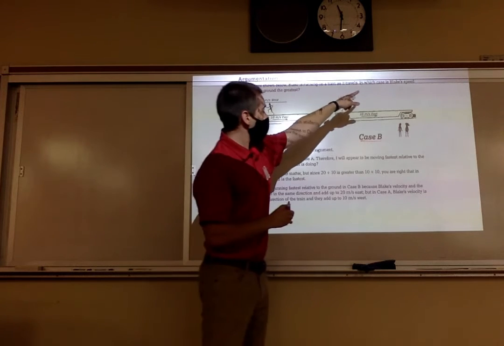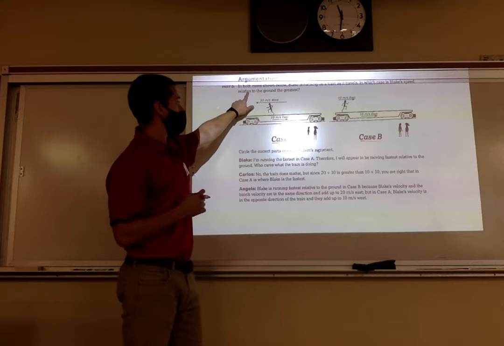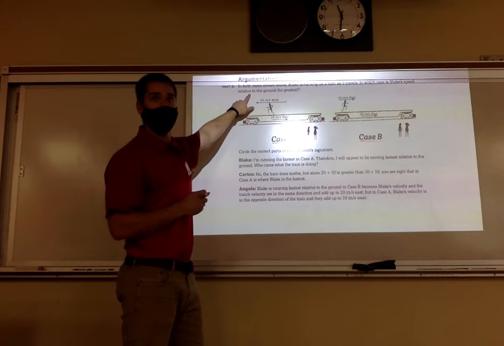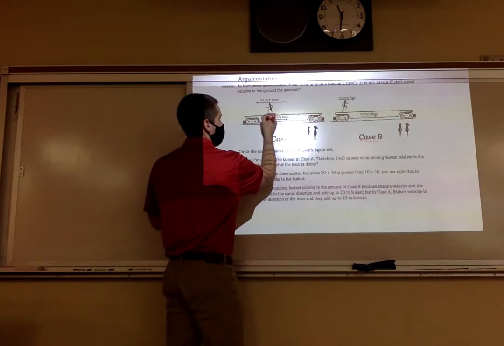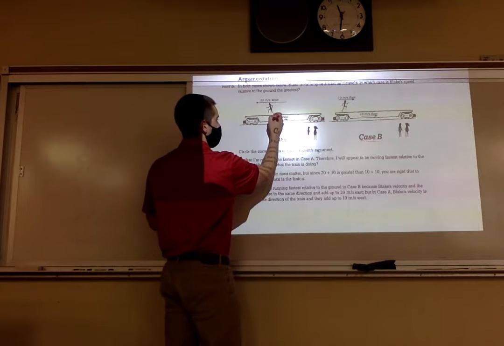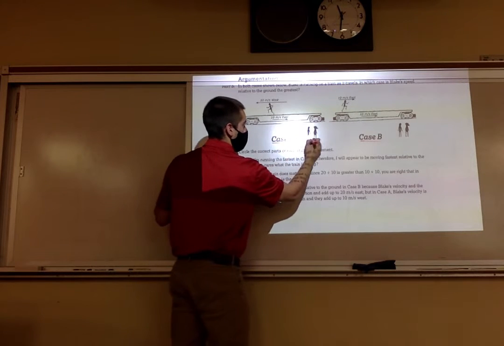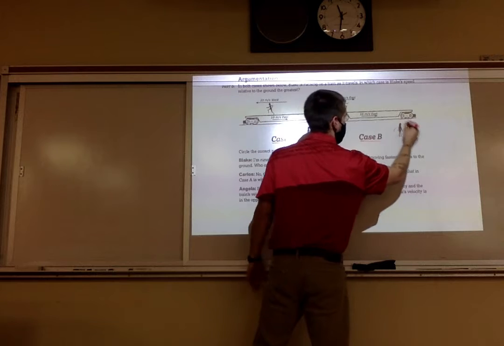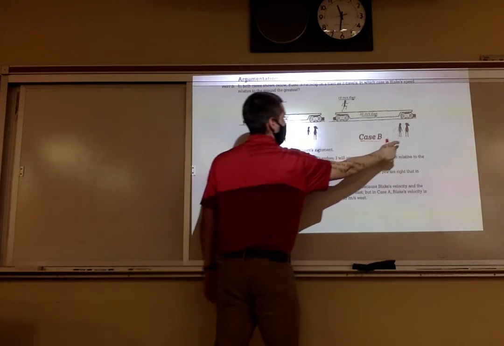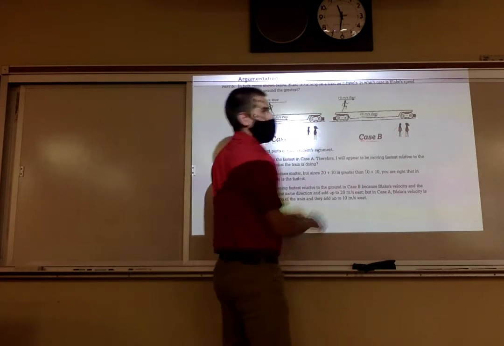In which case is Blake's speed relative to the ground the greatest? Well, this isn't the ground. I don't want it relative to the cart. I want the ground. Well, that's where these guys are standing. So I need to consider their velocity in each scenario relative to an outside perspective.